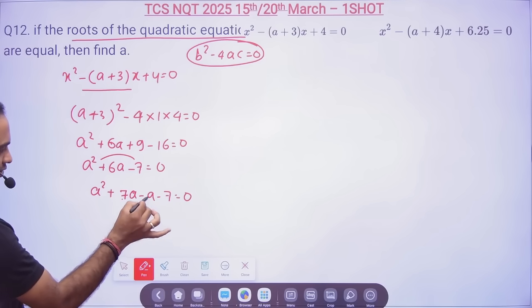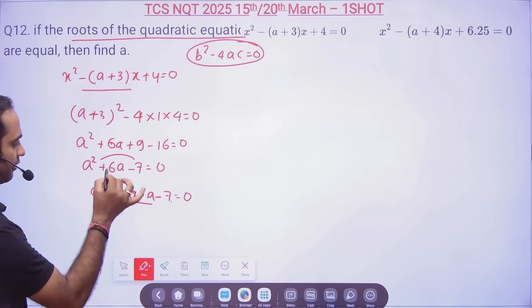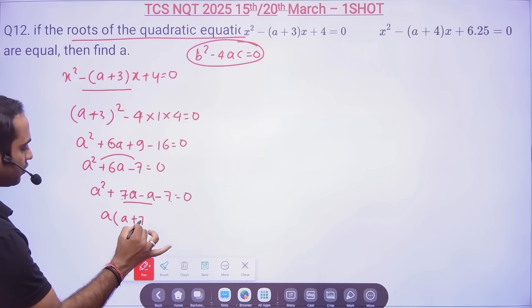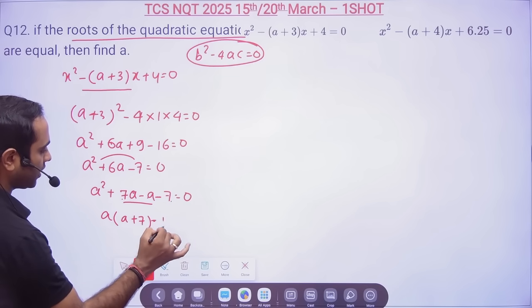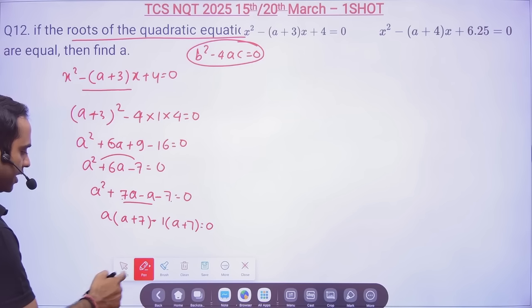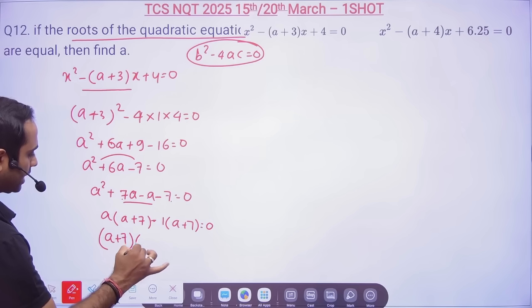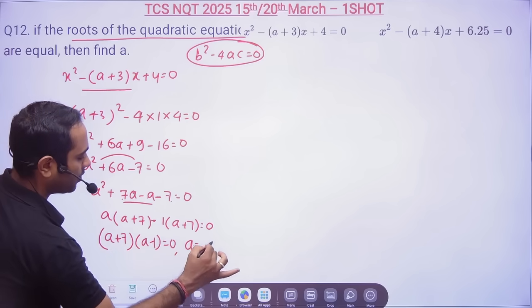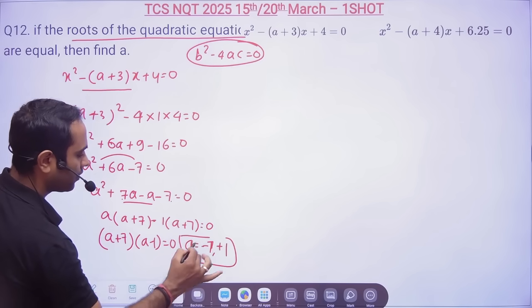So 7a into a will become what? Minus 7a square. That is also correct. And here you will be getting plus 6a also. So a you take common, so a into a plus 7 minus 1 into a plus 7 is equals to 0. Now here two values of a you will get. So a plus 7 into a minus 1 is equals to 0. So the value of a will be minus 7 and then plus 1. So these are the two values of a.